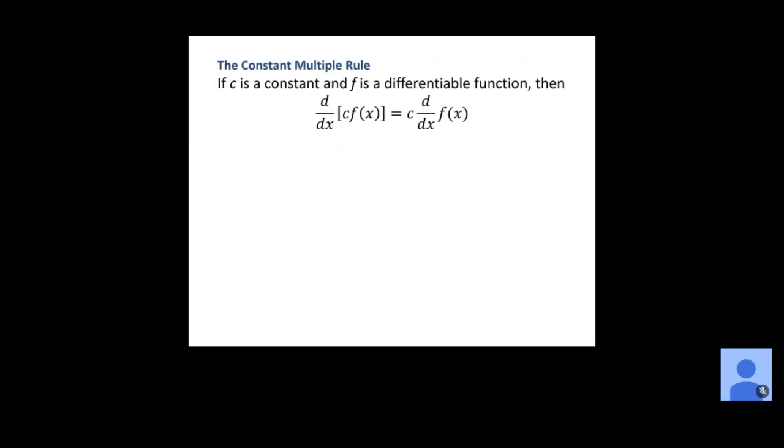All right. Now, if we have a constant in front of our function, as long as f is differentiable, we're allowed to bring the constant out front. Okay, so in this case, we've got the derivative of c times f of x. We just bring the constant out front and then take the derivative of f of x like we normally would.